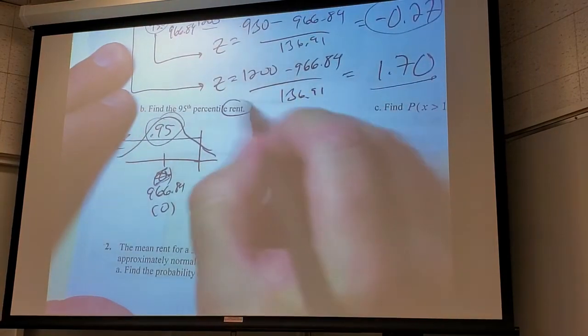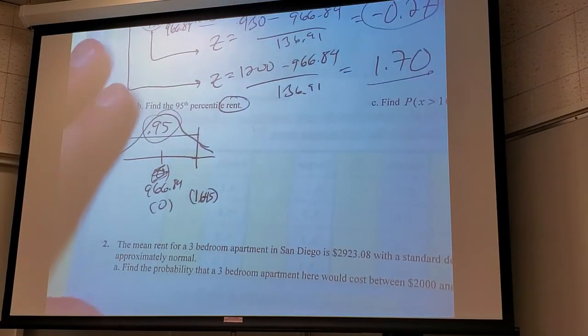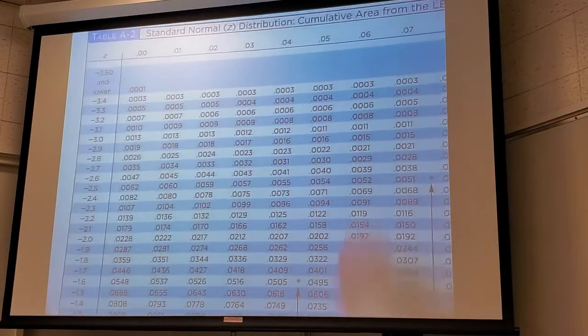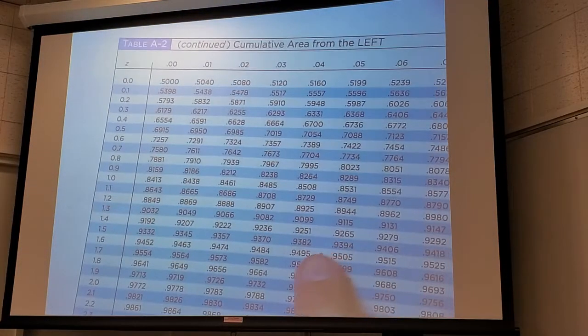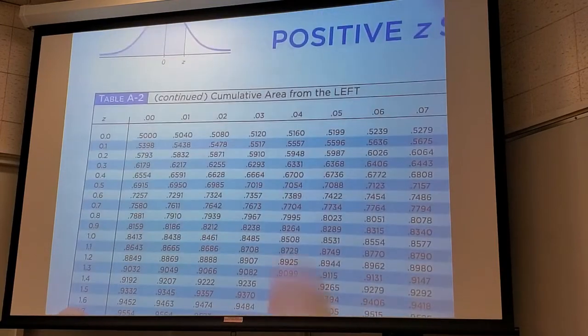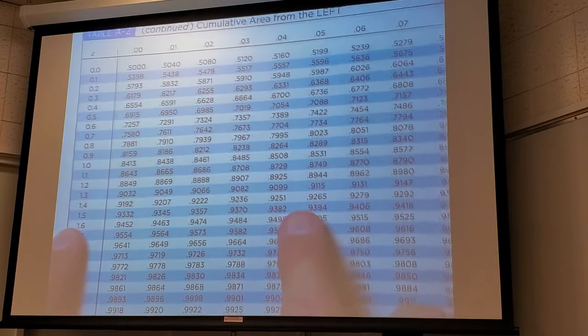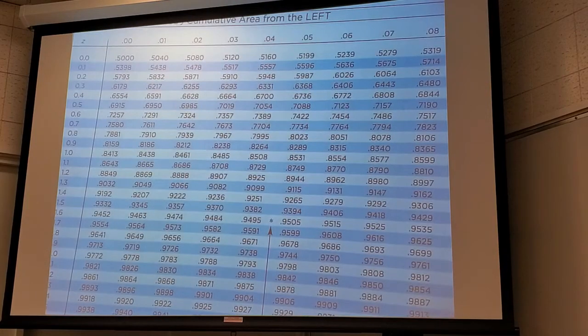But the question wants rent. We wish the rent was $1.65. It's 1.645 because it was in between 4 and 5. That's right. So it's in between 1.64 and 1.65, so we split the difference, 1.645, right in the middle.